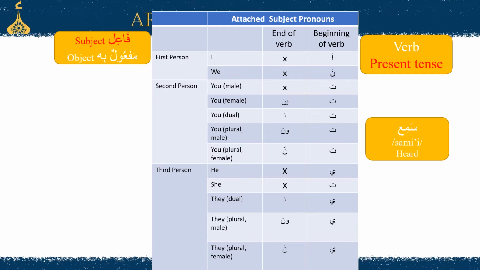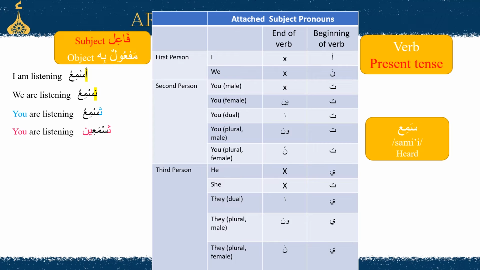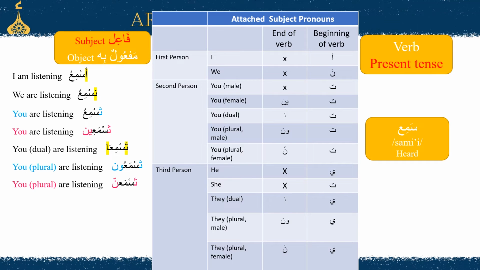So we're going to first start with I am hearing, or I am listening. Asmi'u. We add an alif to the beginning of the verb. If we are to say we are listening, nasmi'u. You the male, tasmi'u. You the female, tasma'in. You dual form, tasmi'a. You the plural male form, tasma'un. You plural female, tasma'unna.